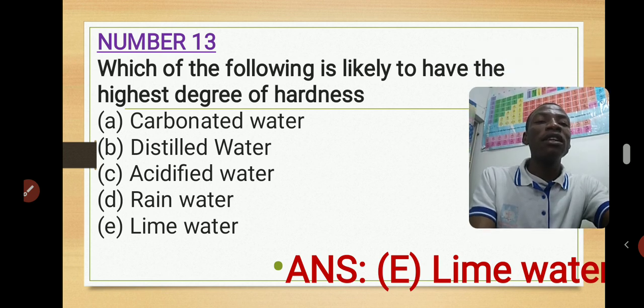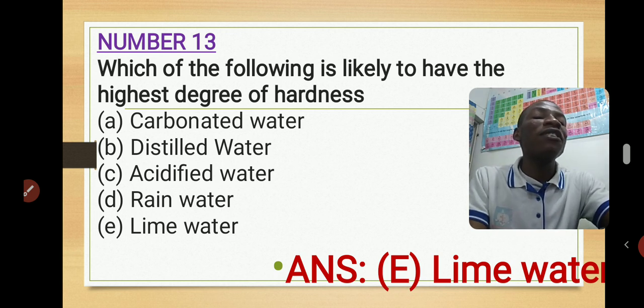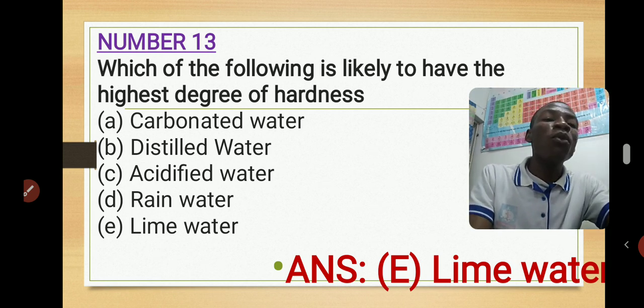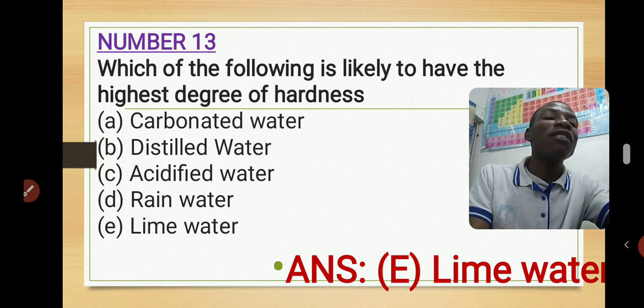Number 13. Which of the following is likely to have the highest degree of hardness? Is it carbonated water? No. Is it distilled water? Of course, distilled water contains no calcium ion. Acidified water, it's not acidification that causes hardness, it is the presence of calcium ion. Rainwater, of course, is a form of distilled water, doesn't contain calcium ion. Lime water contains calcium hydroxide, so the calcium there is very plenty. It's going to be very hard because there will be calcium ion inside that water. So our answer there is option E. Lime water contains the highest degree of hardness.